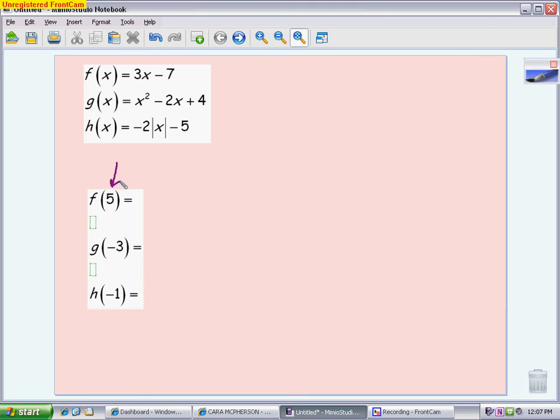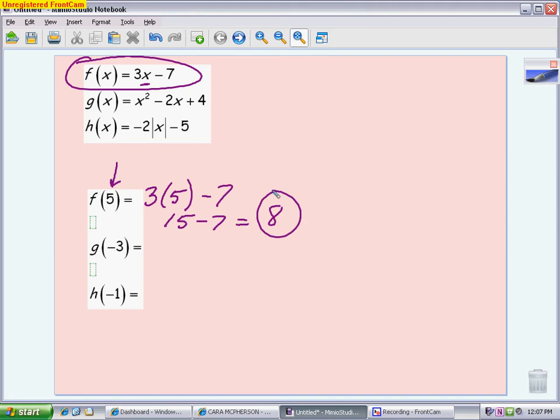This one says f of 5, so you're going to go up to the f function, which is the top one, and where you see the x, you're going to replace that with the number 5. So you're going to have 3 times 5 minus 7, which gives you 15 minus 7, giving you an answer of 8. Your answer is a single number. It represents the y value. It's what you get when you plug in 5 for x. You get an answer of 8 out for y.